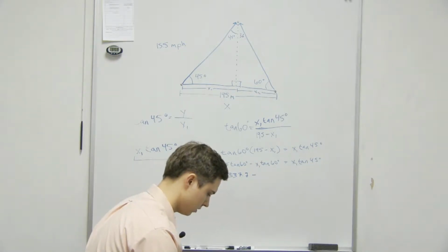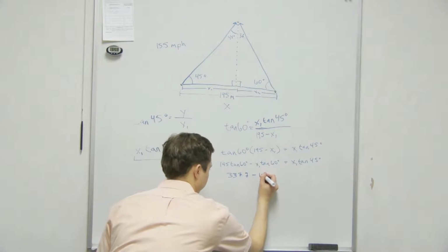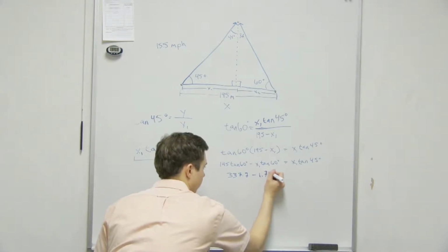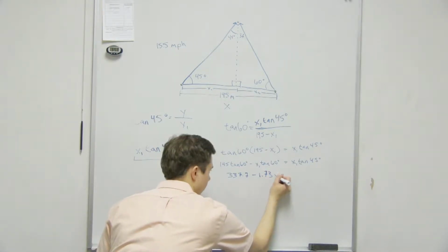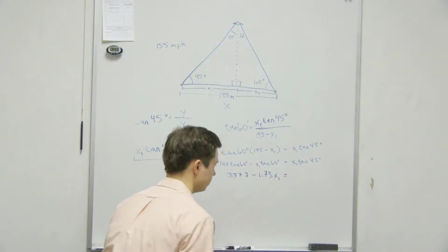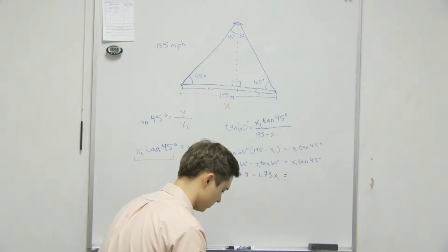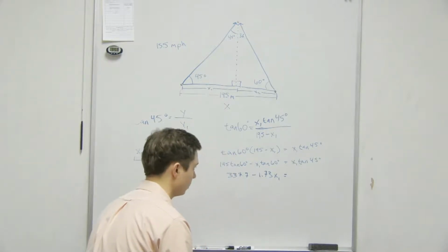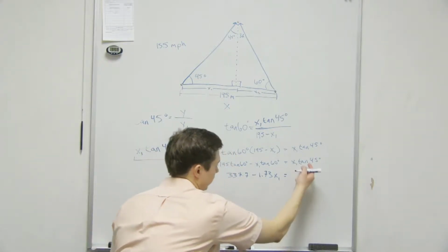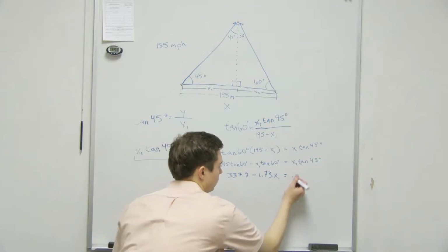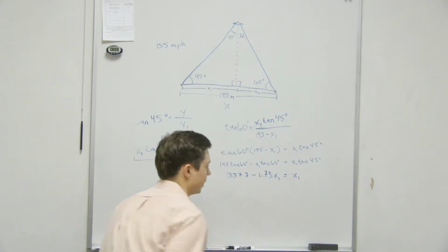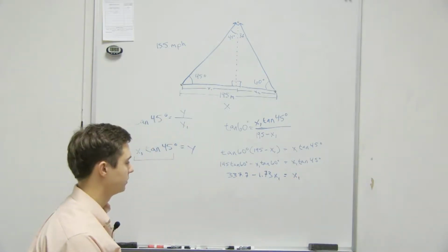Tangent 60 by turning it into 1.73 x1. And we can simplify that a little bit by turning it into, so tangent of 45 turns out to be 1. So that just becomes x1. So now we're getting really close.